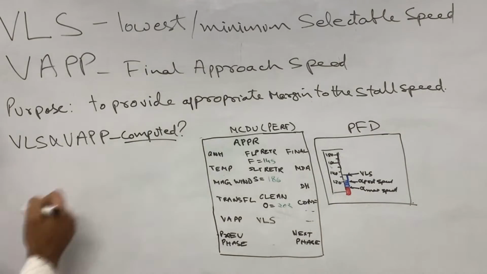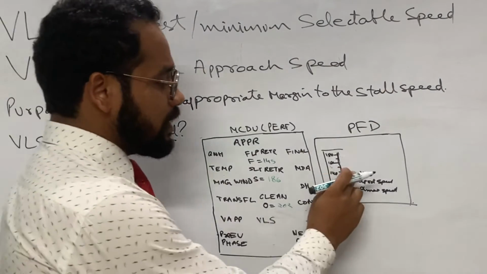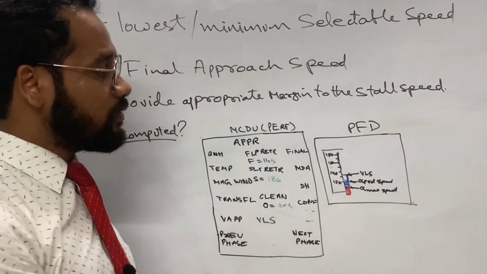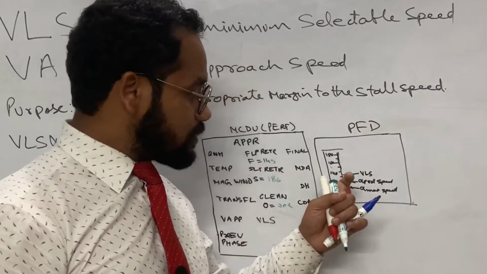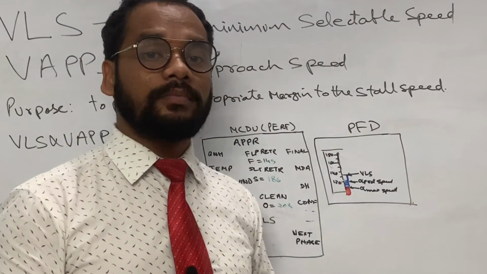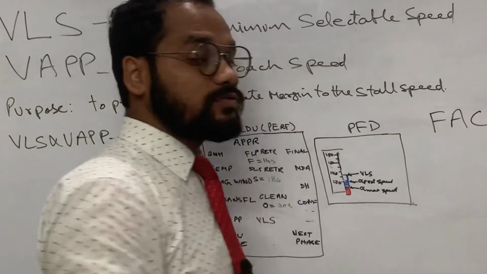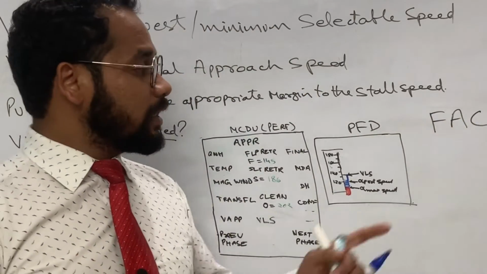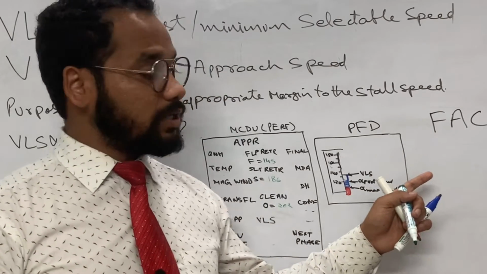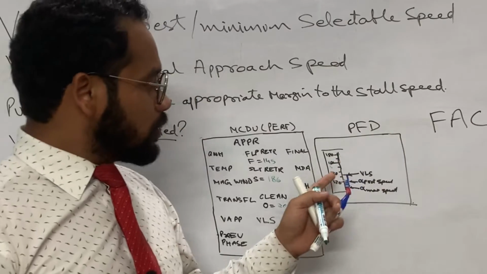To understand this, let us start. Let's first discuss VLS. Regarding VLS on the PFD, okay friends, how is it computed? Whatever VLS you see on the PFD is computed by a computer called the FAC. FAC stands for Flight Augmentation Computer. There are two FACs in the Airbus A320 aircraft. If one fails, we have the other one. So the FAC can compute your VLS.